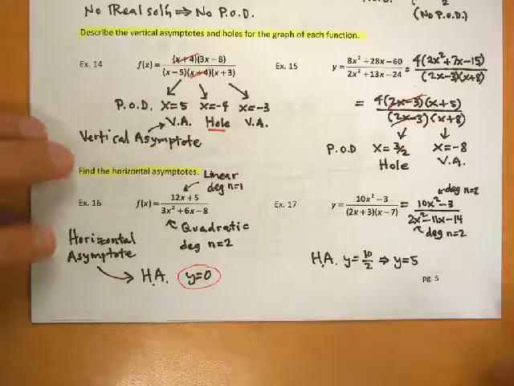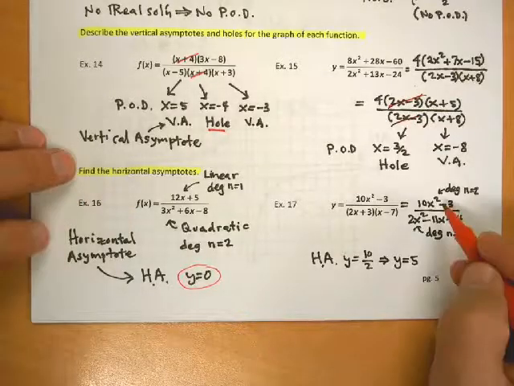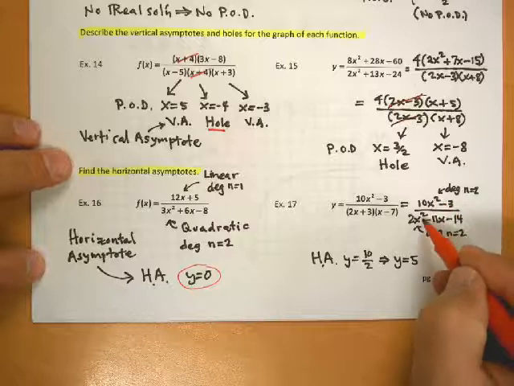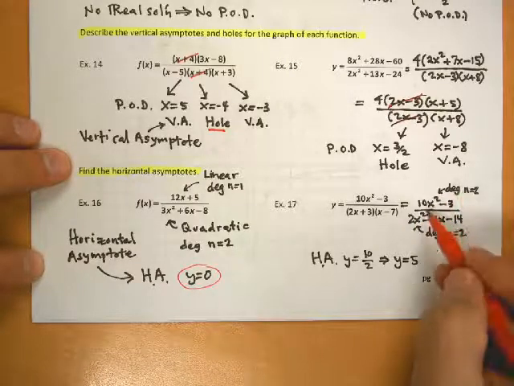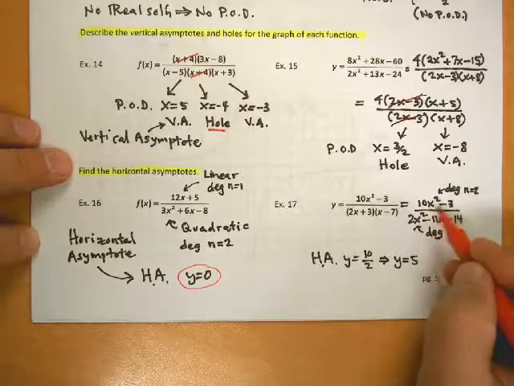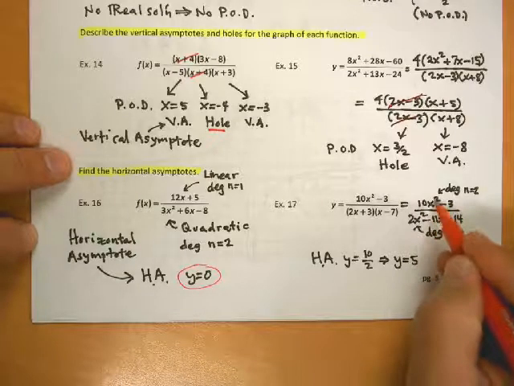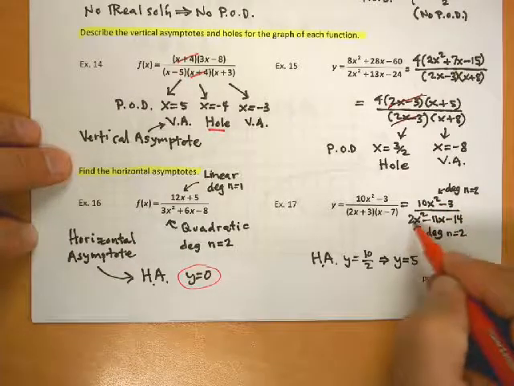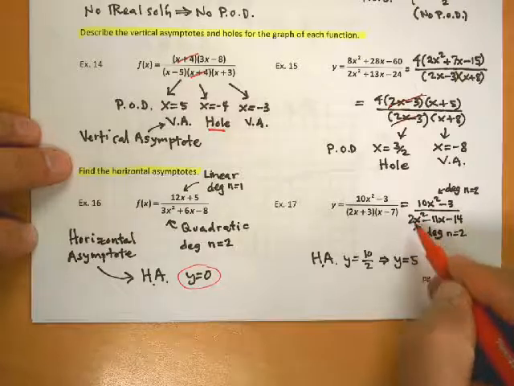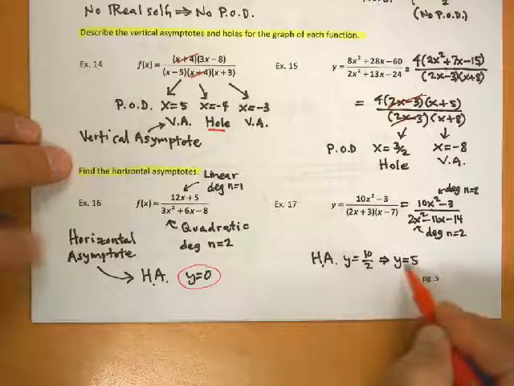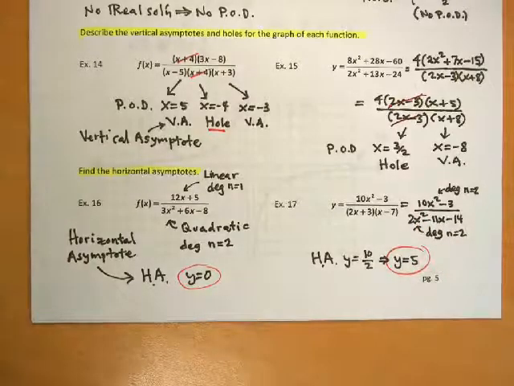That's an automatic. If they're matching degrees, these are both quadratic, then the coefficient of the highest degree term is 10, and the same thing down here, there's 2. You just take 10 over 2 and get 5, and that's your horizontal asymptote. And that does it for page 5 of the notes.